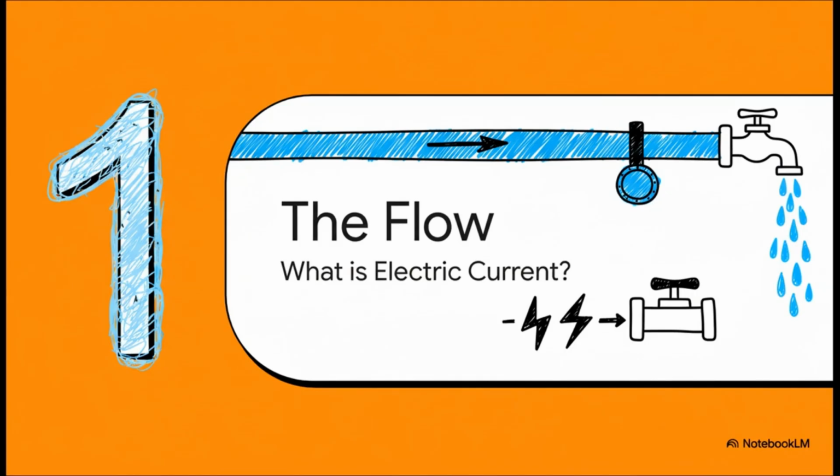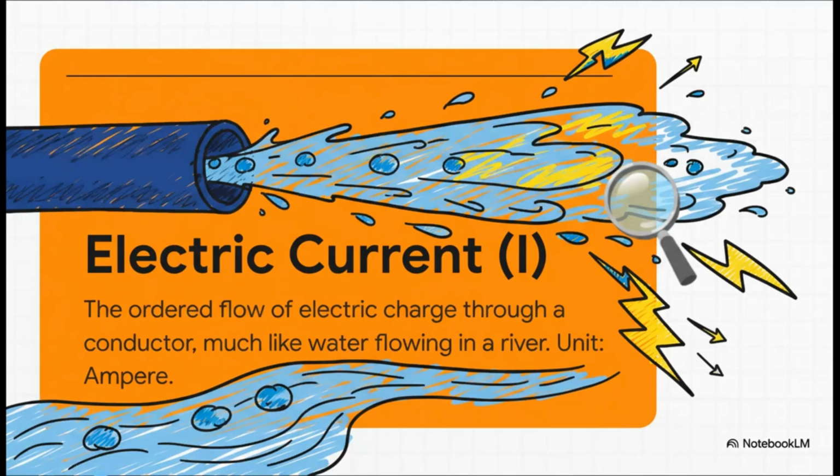In our water system, this is just the water moving through the pipe, right? Well, in electricity, that flow has a name. We call it current. So electric current is simply the ordered flow of electric charge. Just like we might measure water flow in gallons per minute, we measure electric current in something called amps, or just amps for short. It's named after the brilliant French scientist André-Marie Ampère.